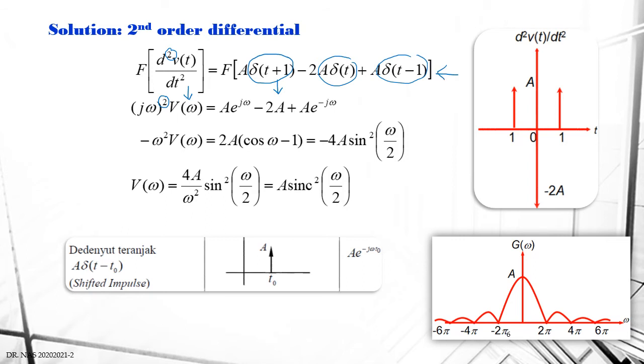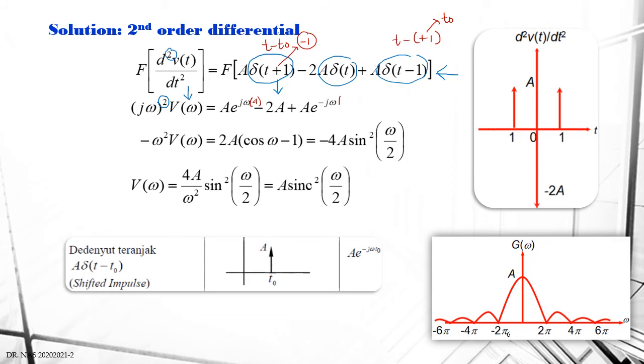From the table, if you have an impulse function with shifting, the Fourier transform will be a e to the minus j omega t naught. From here you can identify the t naught. In this case, t minus t naught, so your t naught is negative 1. And in here, t minus positive 1, so this is your t naught for the second function. So your t naught is positive 1 for one, and the other one, the t naught is negative 1.